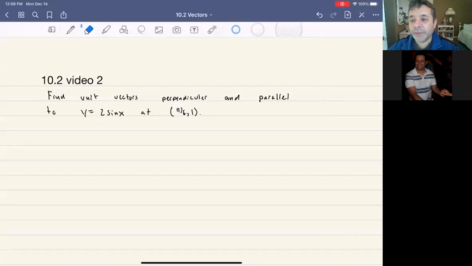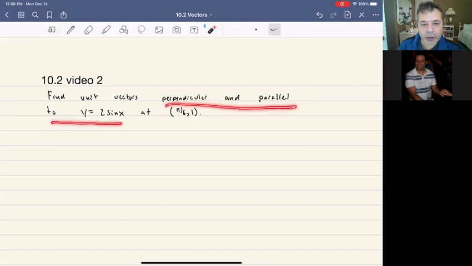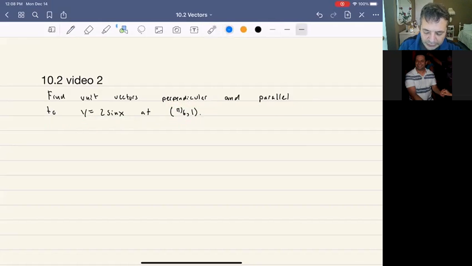All right, welcome back. So this is sort of like a typical problem you're going to see in 10.2. Find unit vectors perpendicular and parallel to y equals 2 sine x at pi over 6 comma 1. So let's start by drawing the picture.